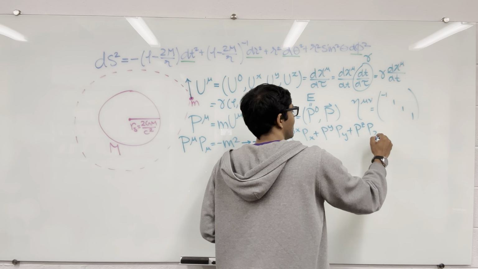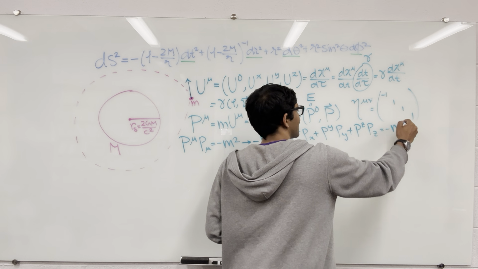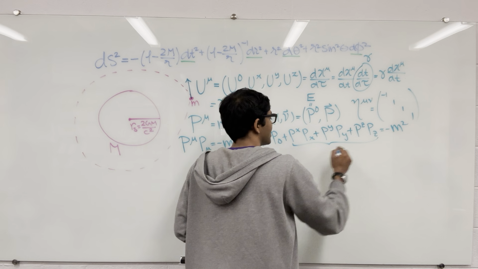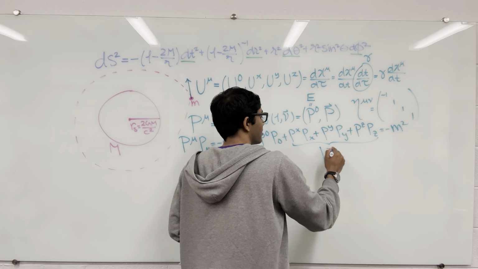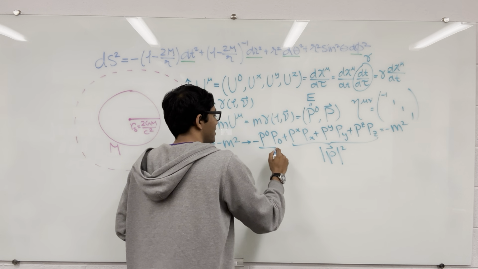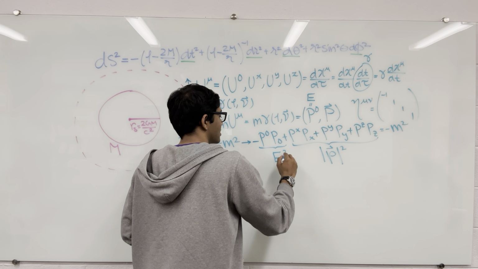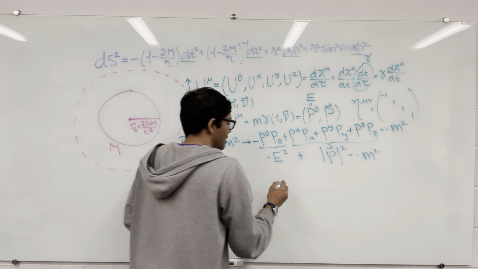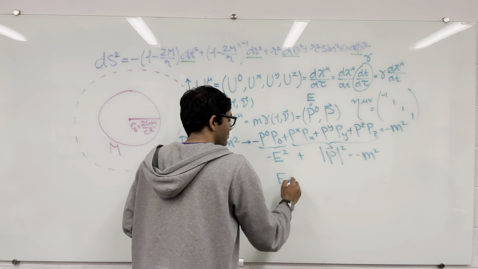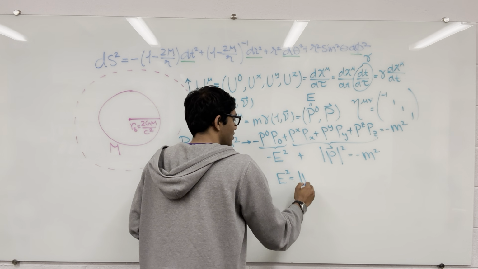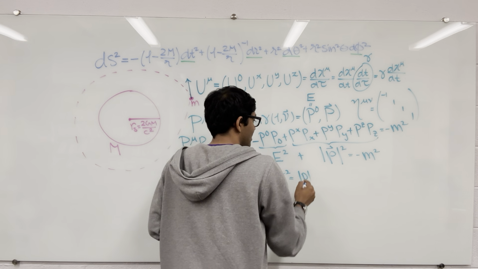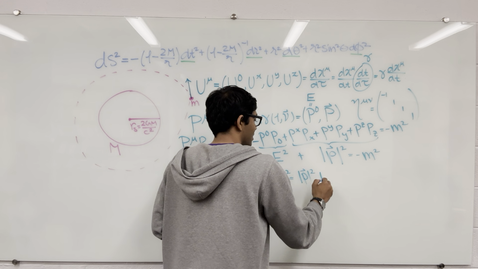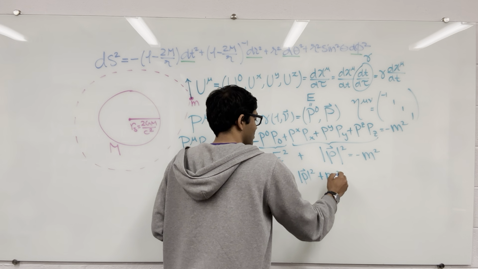So minus p0 squared plus px squared plus py squared plus pz squared is equal to minus m squared. Now all of this is simply the magnitude of the momentum vector squared, and this is simply the magnitude of the momentum squared minus the energy squared. This is equal to minus m squared. Now if I solve for E, I simply get E squared is equal to... this is what we have.